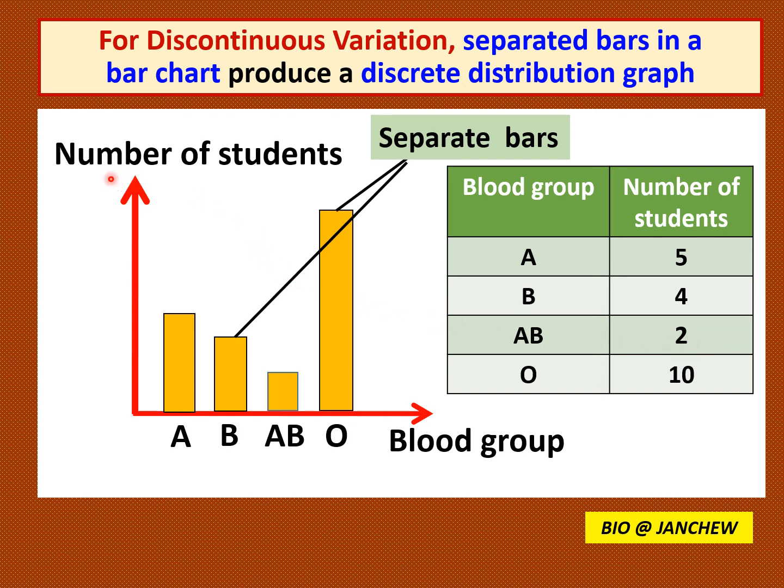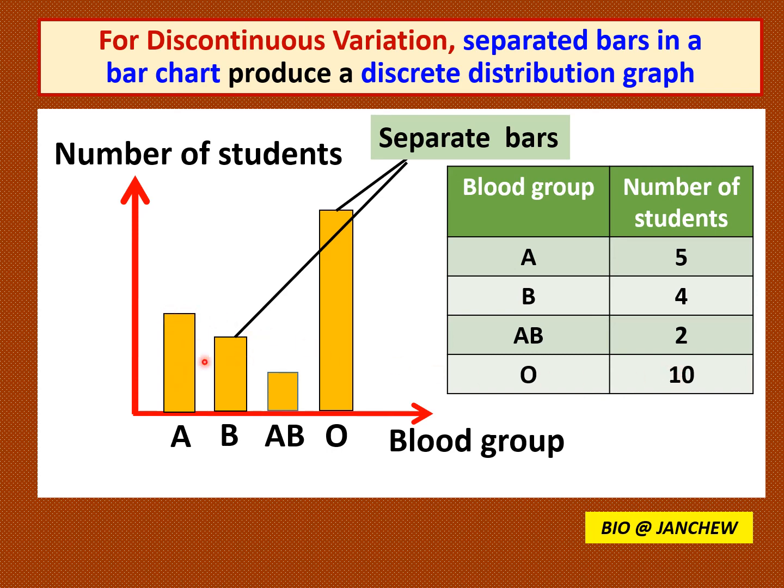So plot a graph of the number of students against the blood group. Then here on the horizontal axis, we have to write down the different blood groups, and then plot the graph according to the values shown here.